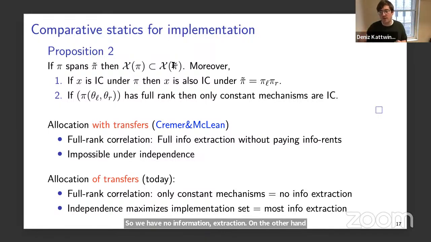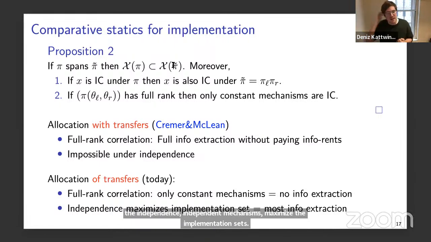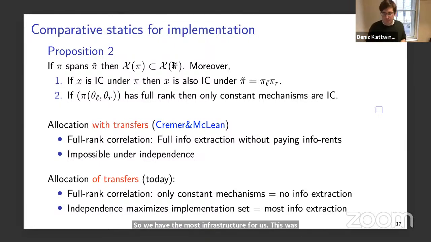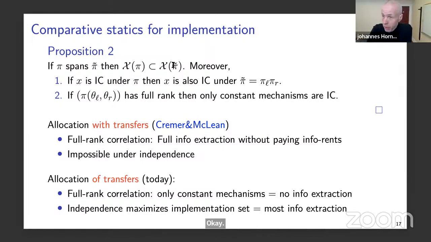So we have the most info extraction. For us, this was surprising, that we get this clear prediction in this world without transfers. Okay. Sorry, Deniz, I find that absolutely magical and beautiful that the order is in a sense the opposite, though. I forgot whether in Cramer-MacLean their partial order. So you highlighted the extreme points of the partial order and said, in one case you get full rank extraction, in the other case you don't.